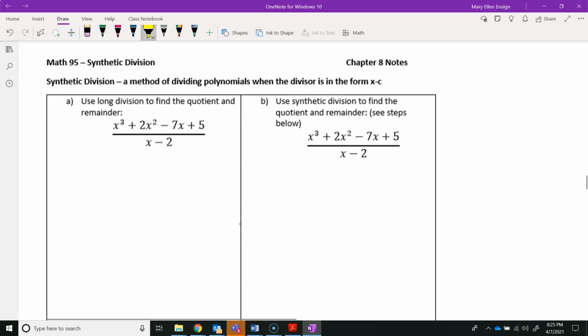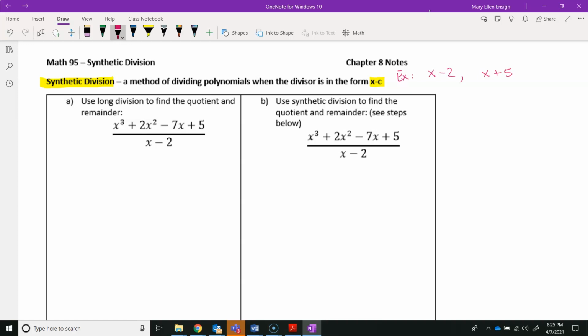Synthetic division is sort of a shortcut, and it works when the divisor is in the form x minus c, which can be a plus or a minus there. So for example, if my divisor is x minus 2 or is x plus 5, that both counts. Those both count, okay? So just x and a number, no x squared, not more than 2 terms, okay?